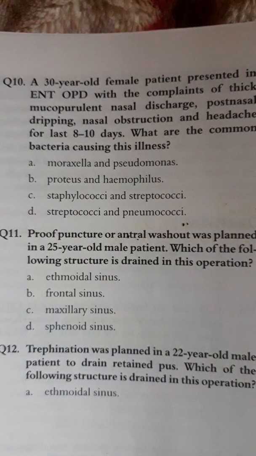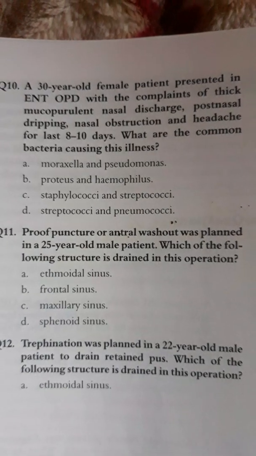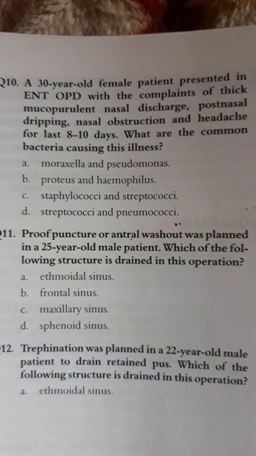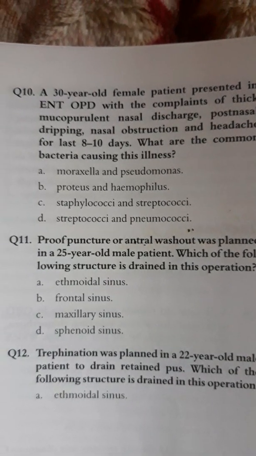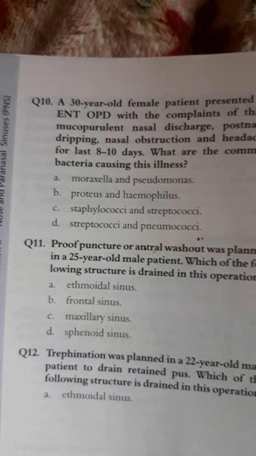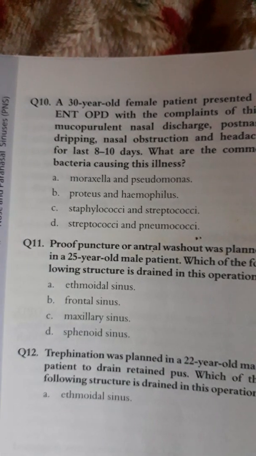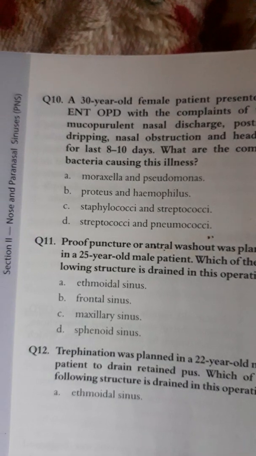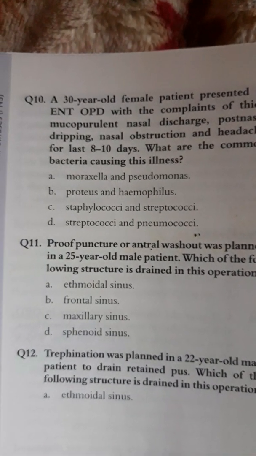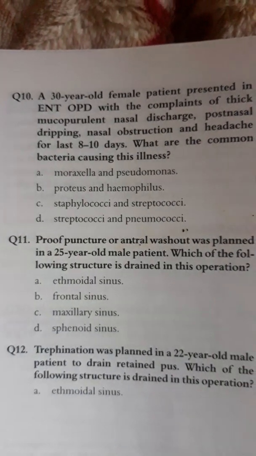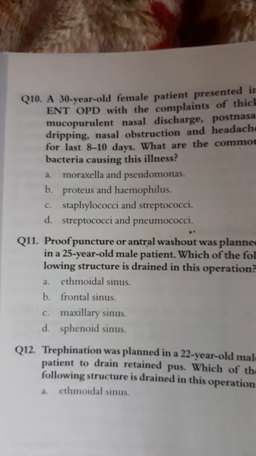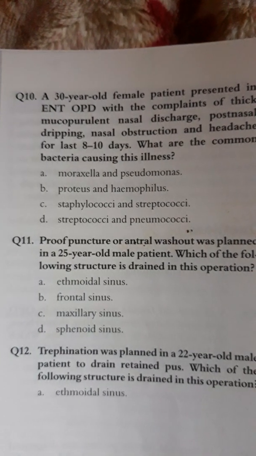Trepanation was planned in a 22-year-old male patient to drain retained pus. Which of the following structures is drained in this operation? Best option is frontal sinuses. Trepanation is an operation in which a hole is made in the frontal sinuses to evacuate the pus from the frontal sinuses. If there is involvement of ethmoidal sinuses, then we will go for ethmoidectomy.